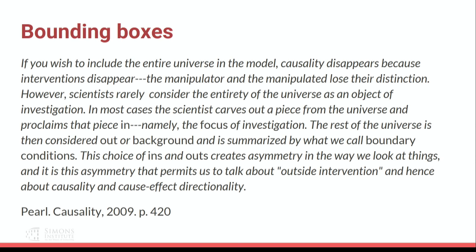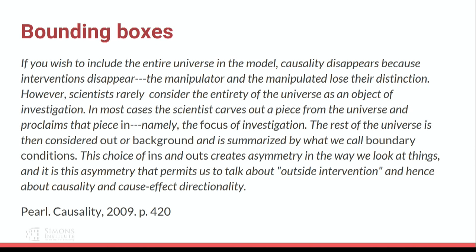boundary conditions. This choice of ins and outs creates asymmetry in the way we look at things, and it is this asymmetry that permits us to talk about the outside intervention, and hence about causality and cause and effect directionality." So it's in fact the boundary box that we draw that gives us a notion of causality. If you look at the universe at the atomic level and evolving according to the laws of physics, there may not be a clear notion of causality. But if you carve out a piece and you draw a bounding box around it, you can talk about interventions, and that's what gives you causality.